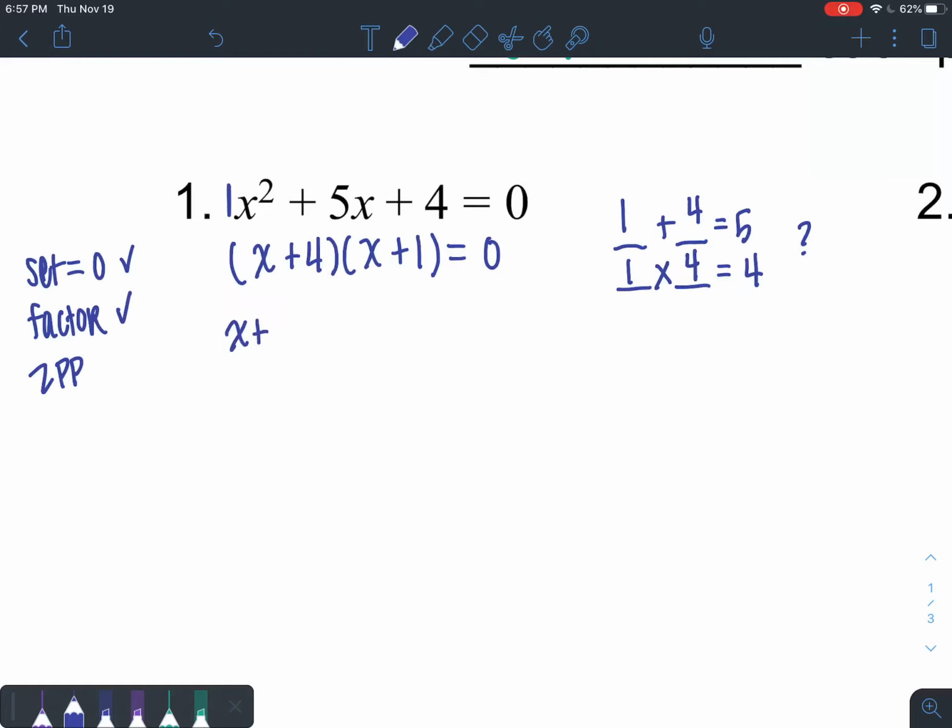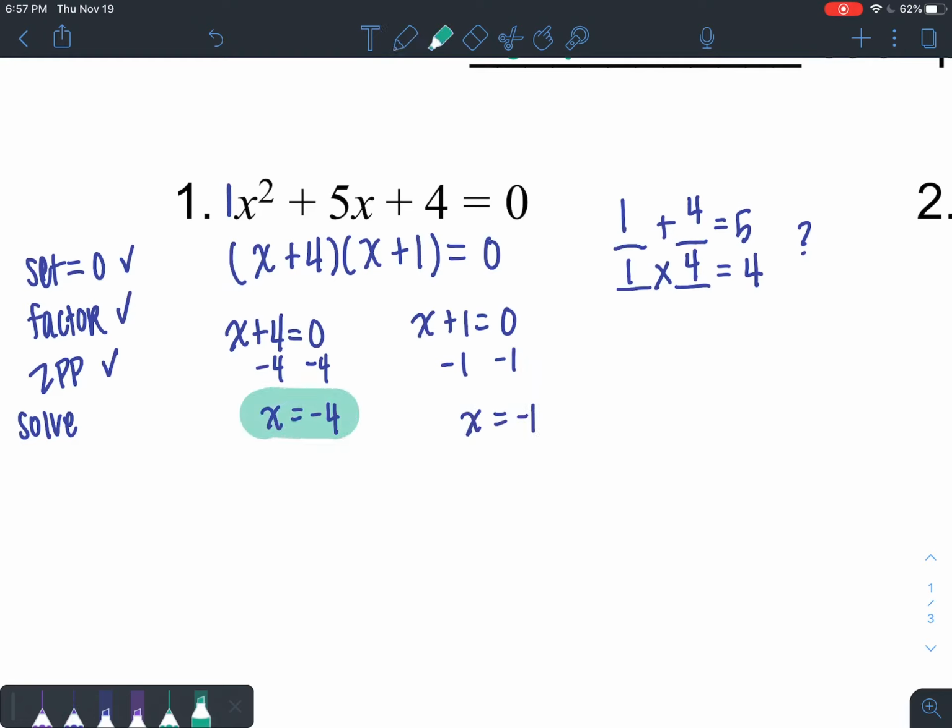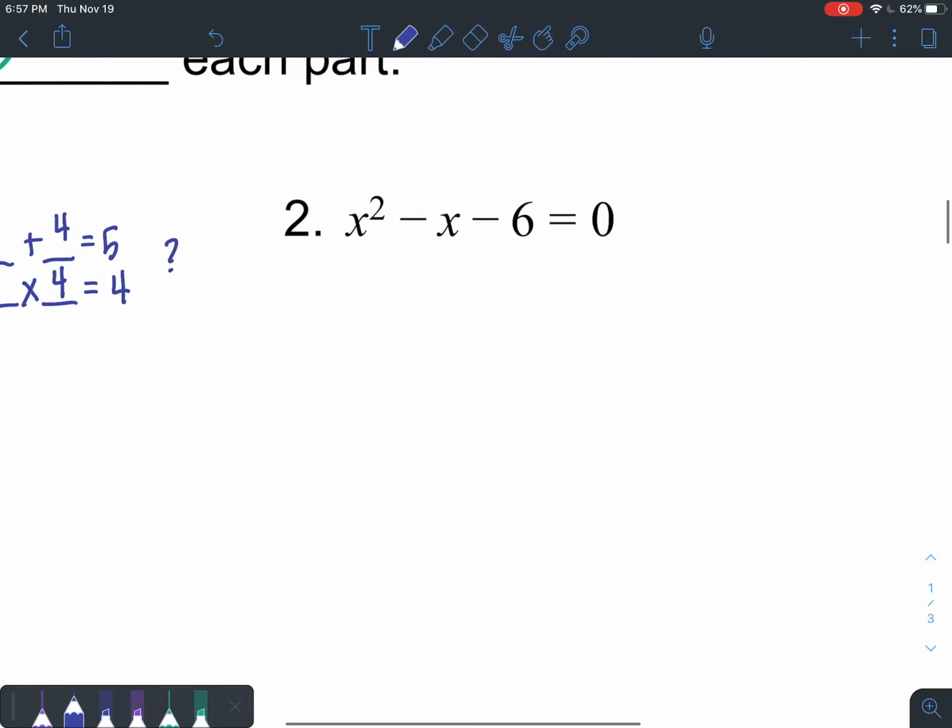Now I'm going to use ZPP and set x plus 4 equal to 0 and x plus 1 equal to 0. Done, and now I solve. Subtract 4 from both sides to get x equals negative 4, and subtract 1 from both sides to get x equals negative 1. All right, and we are done. Simple as that.